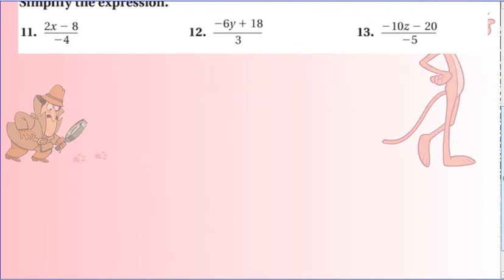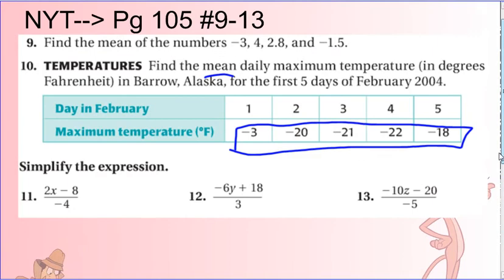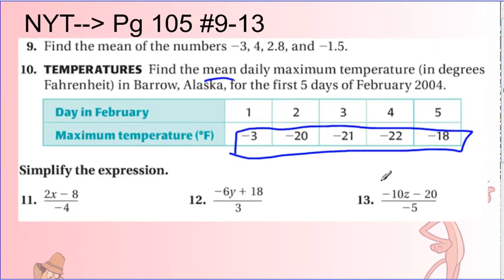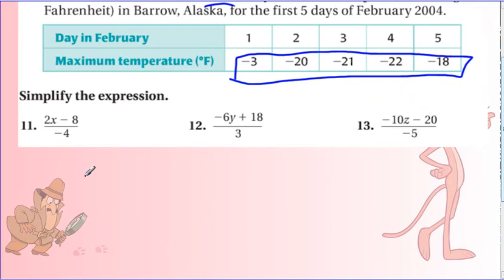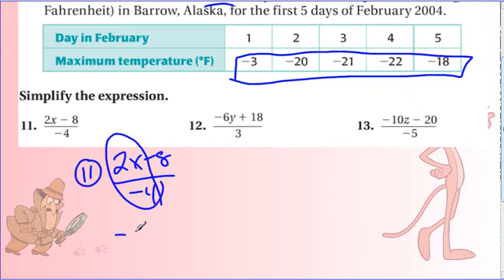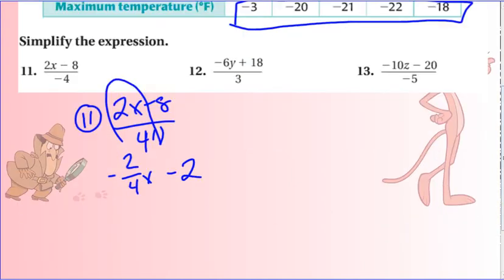Good to go. Now we get to the easier ones. Believe it or not, those are the harder ones, or the longer problems. These guys down below are actually the easier ones. Number 11. So 2x minus 8 over negative 4. We can't actually do the division, so we leave it as negative 2 over 4x minus, because the signs are different, negative 2. And we can simplify this to negative 1 half x minus 2.